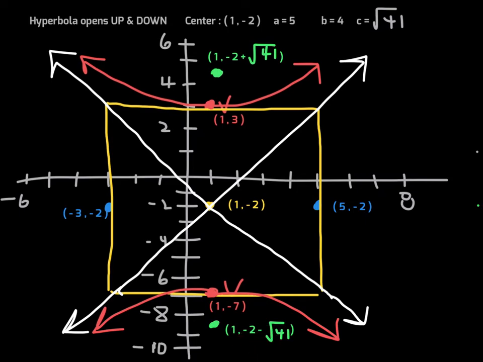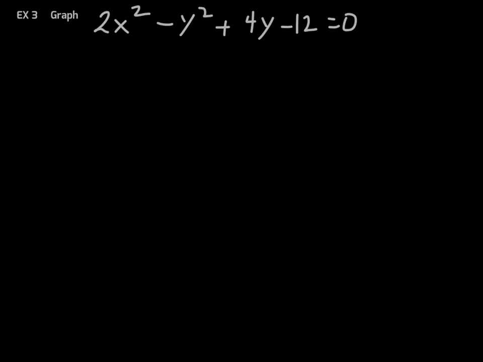Okay, so I have everything here on the screen. I got my center, I got my vertices, and I have my foci. I even have my asymptotes right here. Cool? Here's our next example, guys. Graph 2x squared minus y squared plus 4y minus 12.